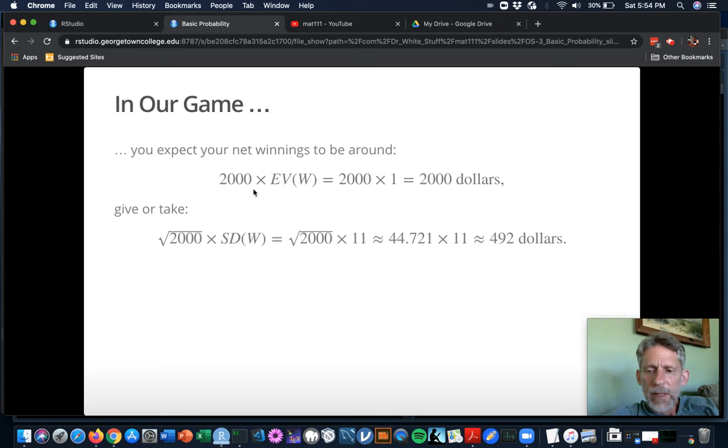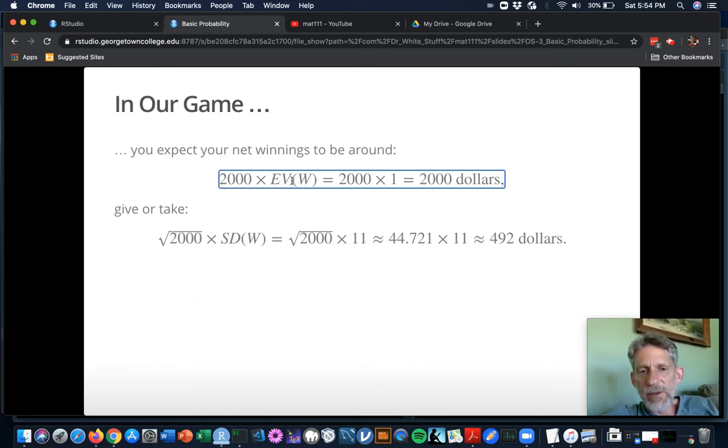So in the game here, the expected value for your net winnings, how much you would expect to have total after playing 2,000 times, would be 2,000 times the expected value of W. That's 2,000 times 1, that's $2,000. I would want to play this game 2,000 times because I think I would come out about $2,000 ahead, give or take some for chance variation in what actually happens.